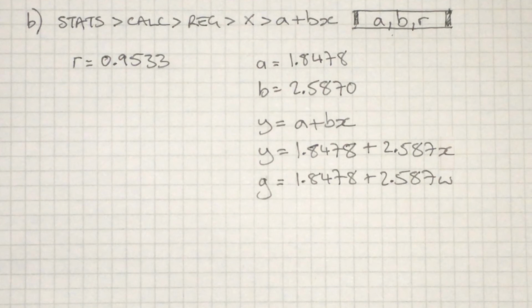Okay, so all of this is available on that screen. A, B, and R. R is the coefficient. We're going to use that quite a lot in the rest of this topic that's coming up. And A and B are your intercept and your gradient.